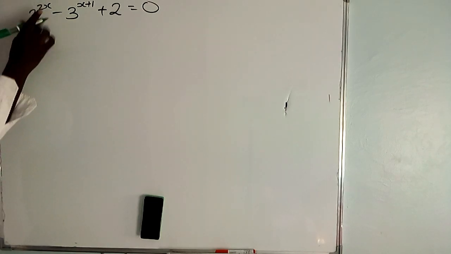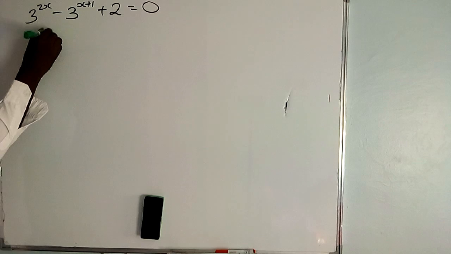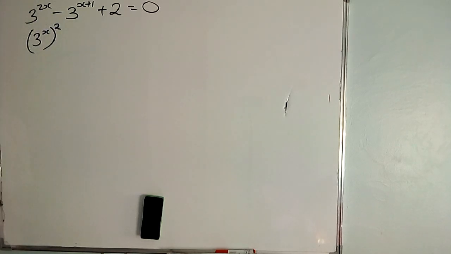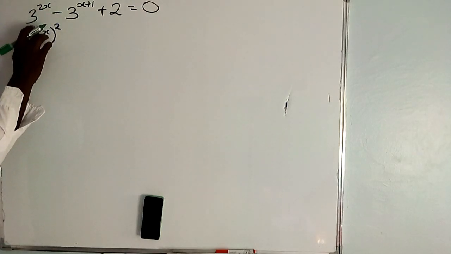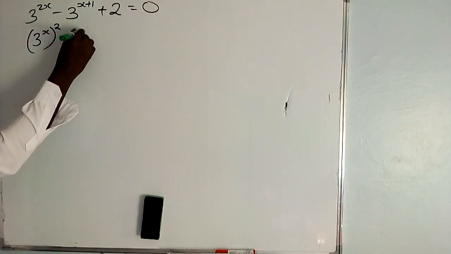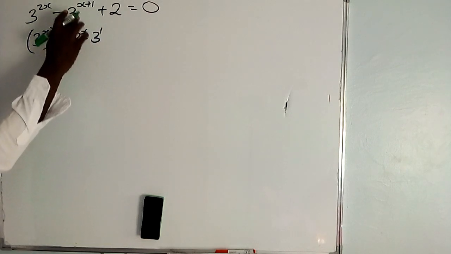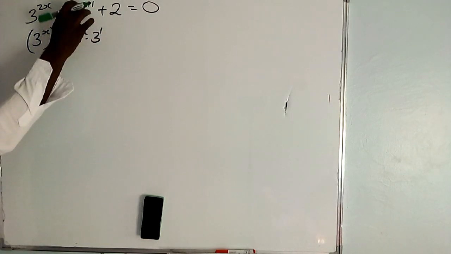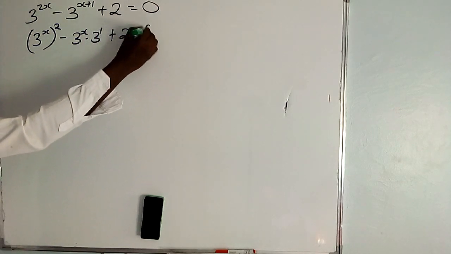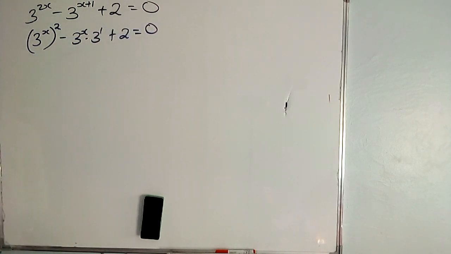So here we have 3 raised to power 2x is the same as 3 raised to power x, all raised to power 2. Law of indices: the power outside multiplies with the power inside, so that 2 times x goes back to 2x. Then minus 3 raised to power x times 3 raised to power 1. Law of indices: same base, you add the powers. Are you seeing that? Then plus 2 is equal to 0. So you're just applying the laws of indices, isn't it?